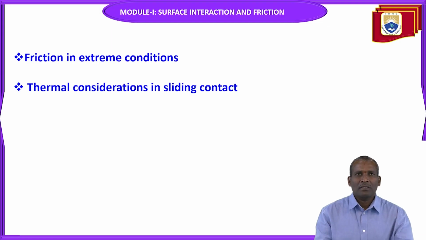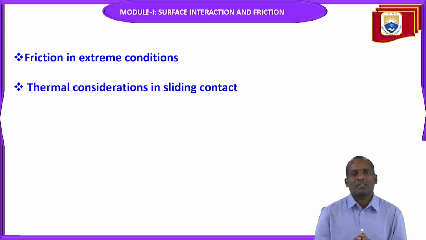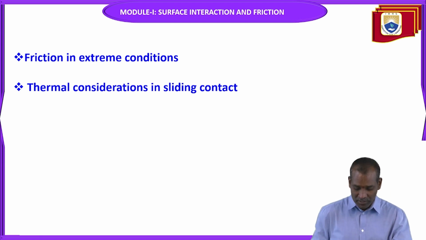So the first topic is friction in extreme conditions, and then thermal concentrations in sliding contact. What are the important thermal concentrations in sliding contact surfaces? Already we know sliding contact surfaces and rolling contact surfaces are there. So what are the major thermal concentrations we have to take, and examples for these? Similarly, the examples for friction in extreme conditions. What factors mainly should we focus on in these extreme conditions, we will see.